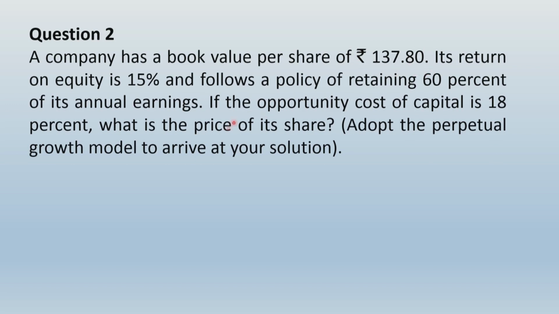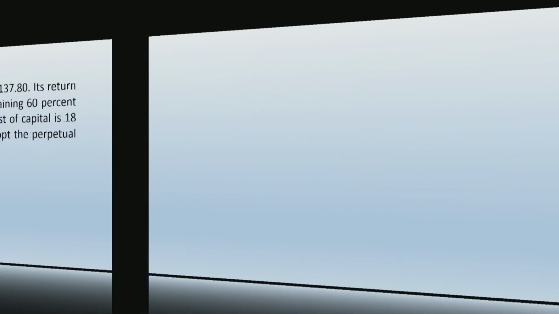P0 is what you have to find out, right? What is price of the share? So what all you will need for finding P0? P0 will be D1 upon KE minus G. So D1 will be 40% dividend out of the earnings. Earnings would be 15% of your net worth, and over here 18% is the opportunity cost of capital, that is KE. So let us see how to present the solution.